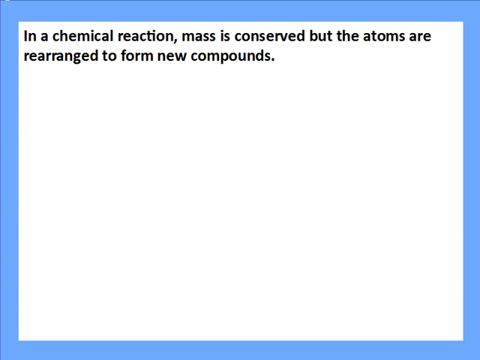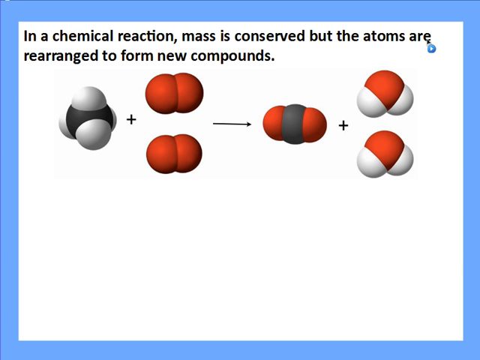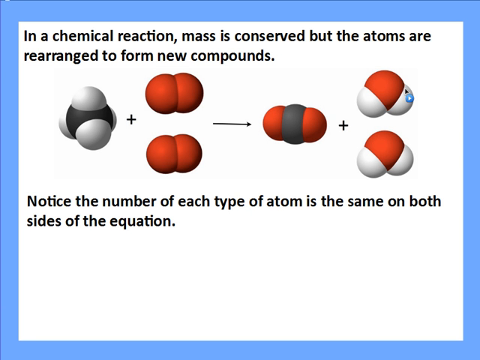In a chemical reaction, mass is conserved. So that means we have the same mass in grams on both sides of the equation. But the difference, and what makes it a chemical reaction, is that atoms are rearranged to form new compounds, so new substances are formed. So in this example where we've got methane reacting with oxygen, our new products are carbon dioxide and water. But do notice that the type of each atom has the same number on both the left and the right hand side of the equation.